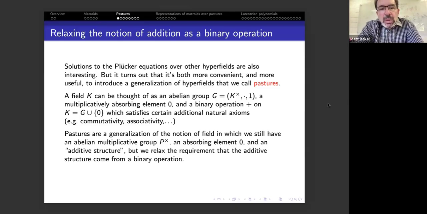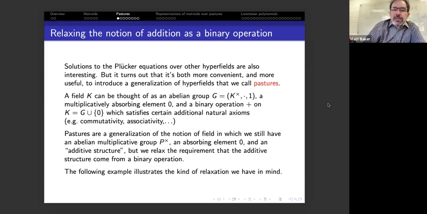Right, so we want to generalize this. So we're still going to have an abelian group under multiplication. We'll still have an absorbing element called zero. And we still have some sort of additive structure, but it's not coming from a binary operation. So okay, here are some examples to illustrate this relaxation of the notion of addition.